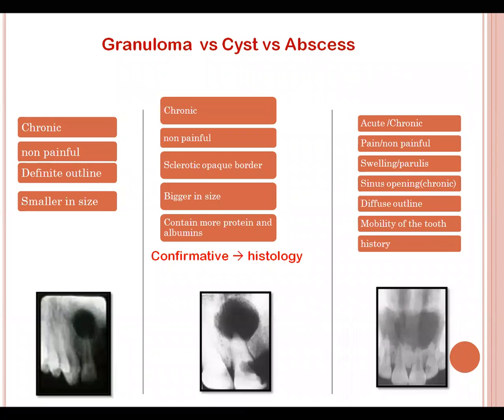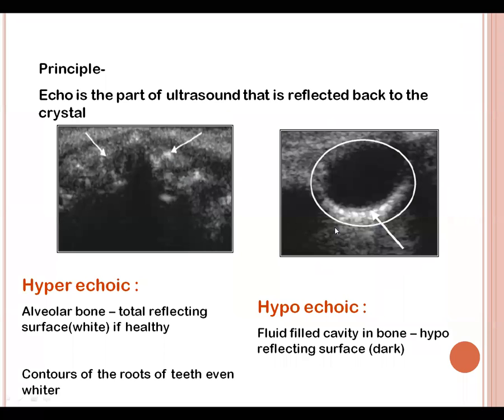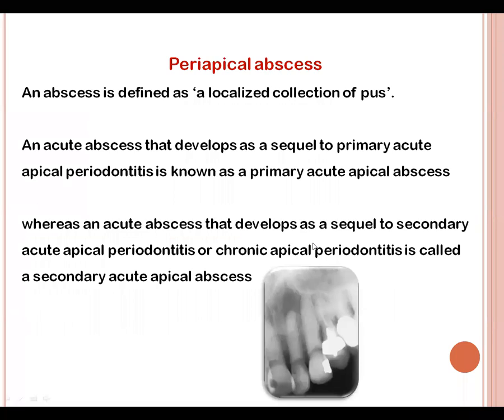Nowadays, after radiograph, you also have ultrasound. It is the same ultrasound which is used in hospitals, which is used to find out whether there are changes in the alveolar bone or not.